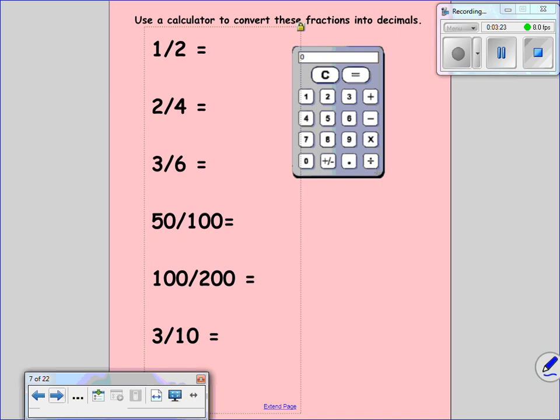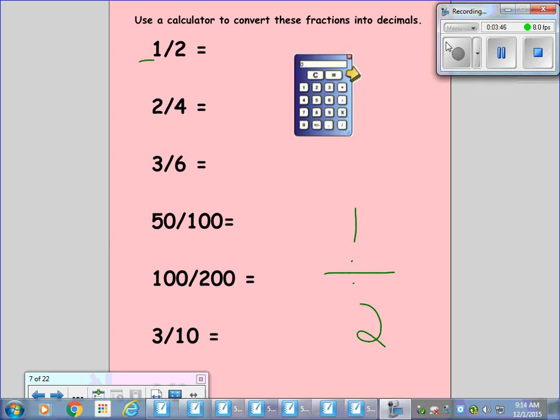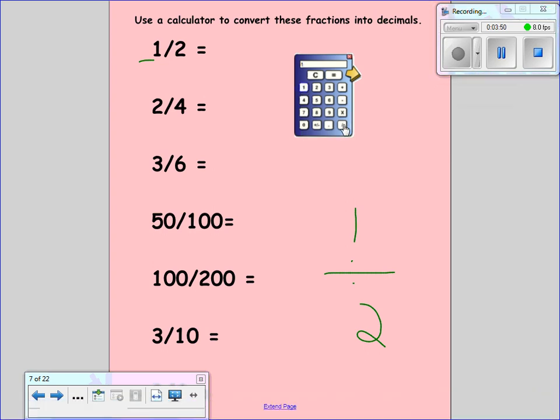Okay. Use the calculator to convert these fractions to decimals. Remember what I told you on the very first day. This line right here, when you read it, this means divide. So when I'm trying to find one half as a decimal, all I have to do is go 1... All right, I had to switch calculators. So this is how I'm going to do this. I'm going to go 1 divided by 2 equals 0.5 is my answer, okay?